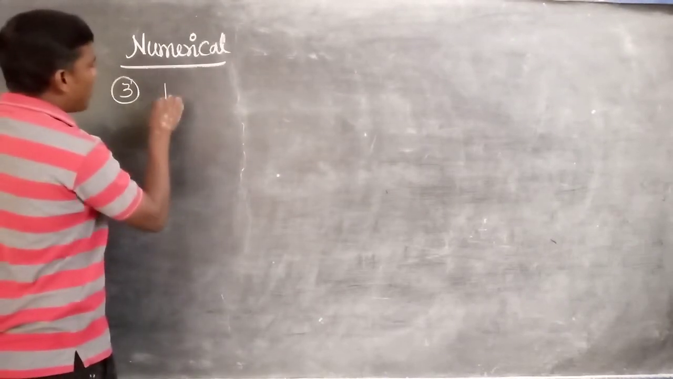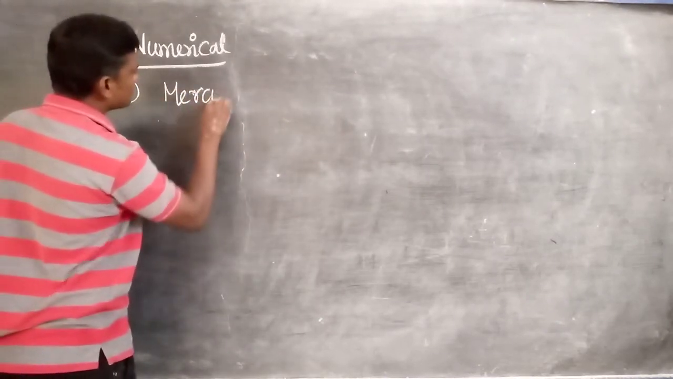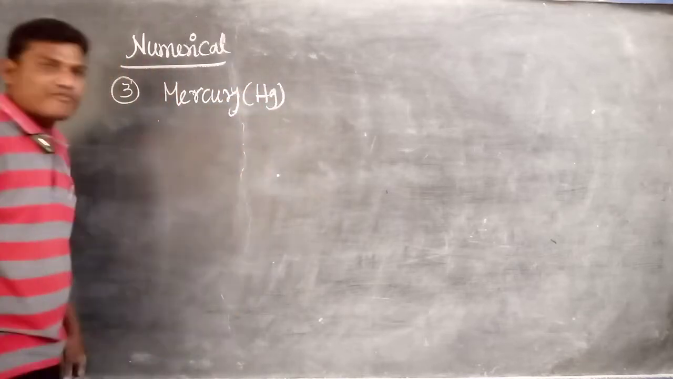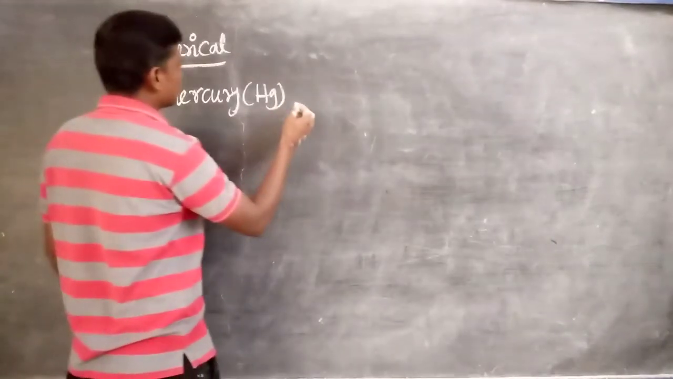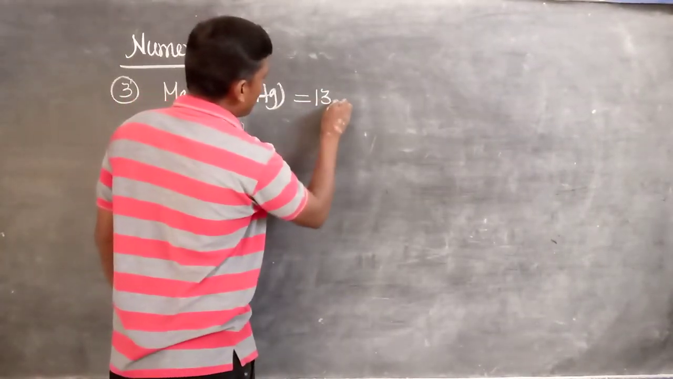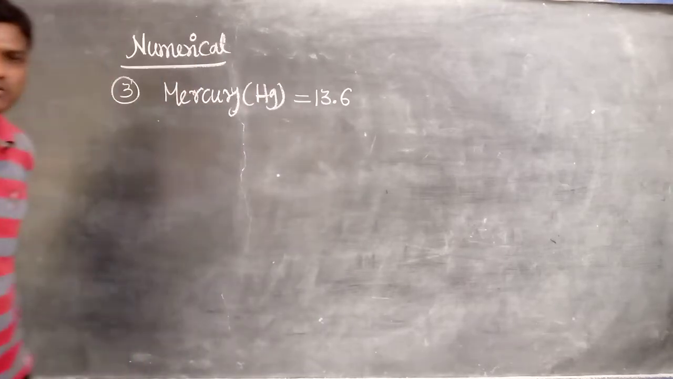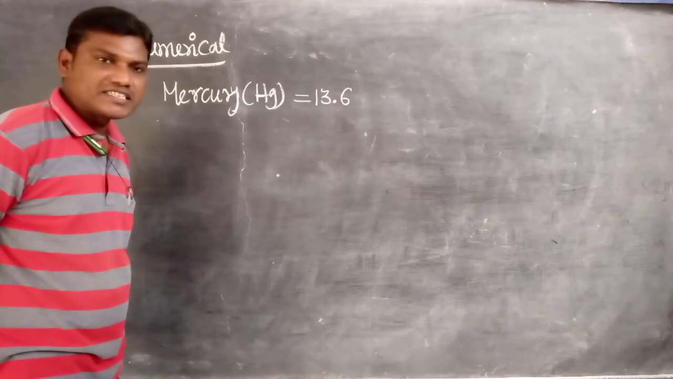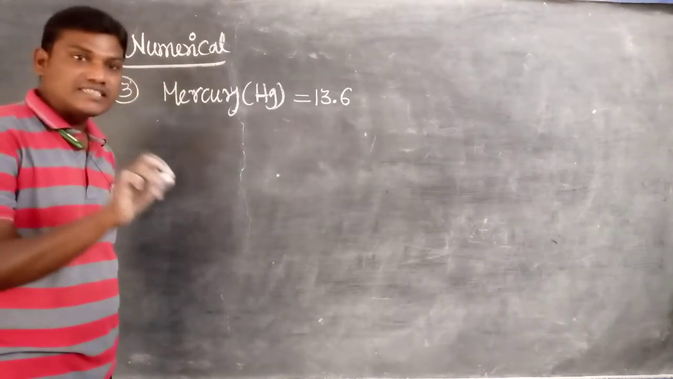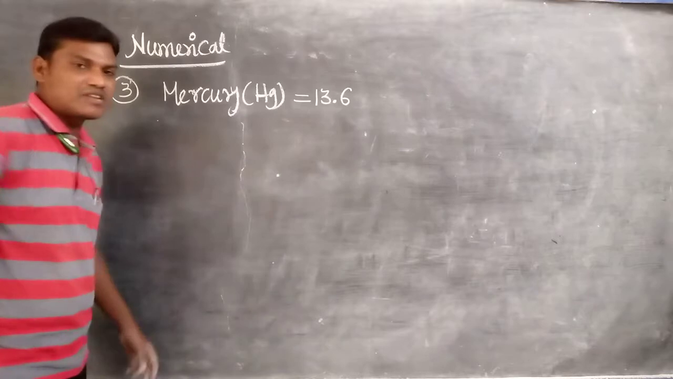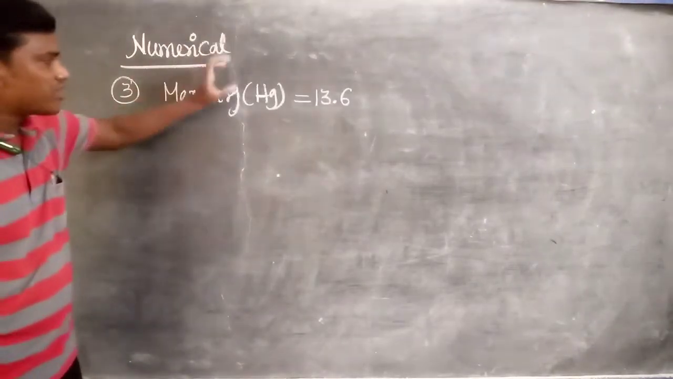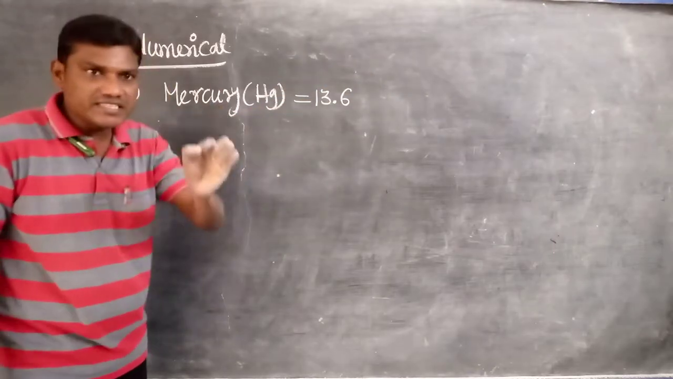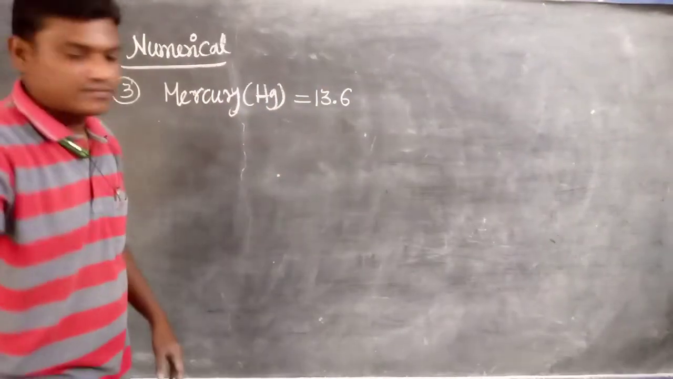The relative density of mercury, Hg, is 13.6. Listen very carefully. The relative density of mercury is 13.6. Find its density in CGS and SI units.